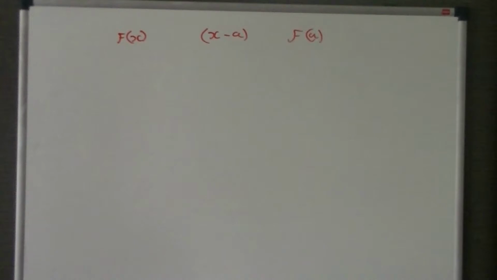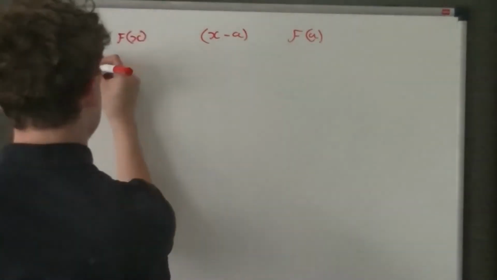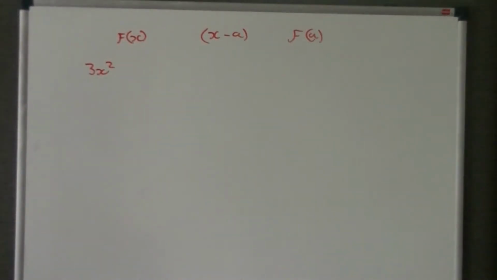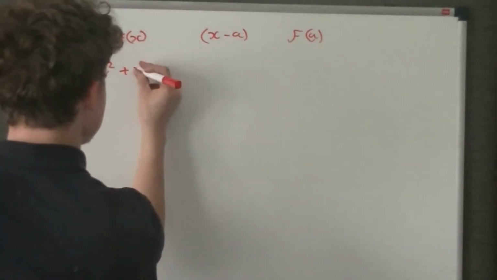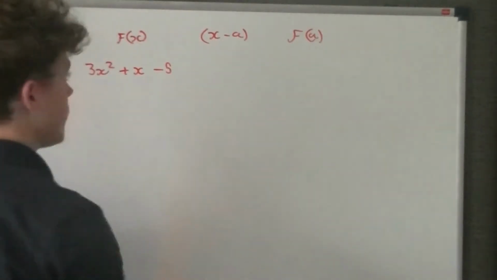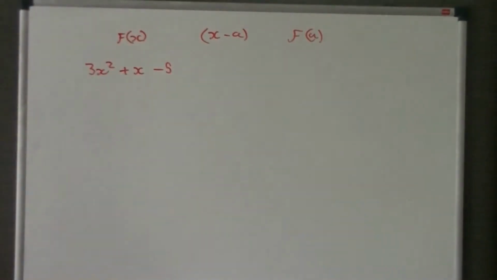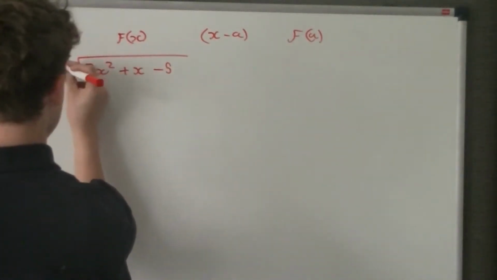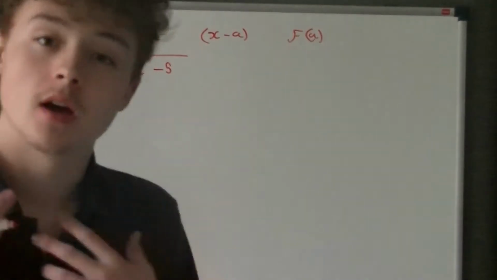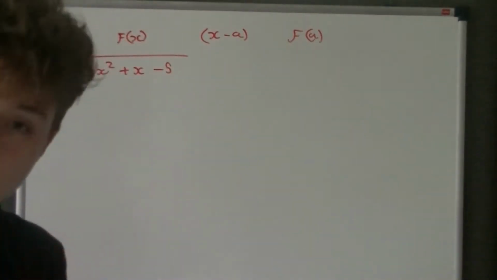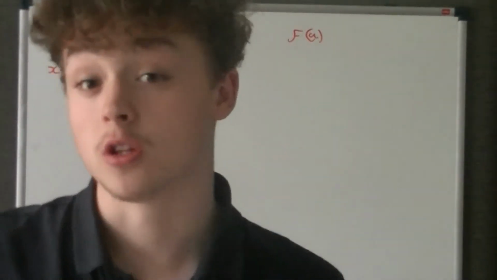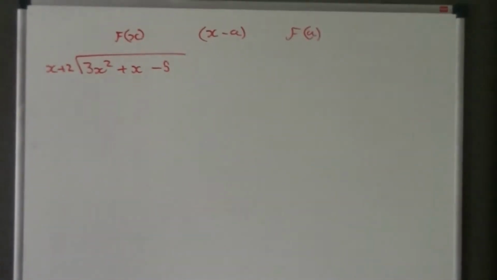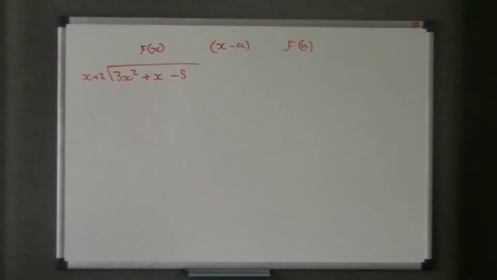Actually, I'll use one from here. So 3x squared plus x take 5, and if we divide that by x plus 2, we could do it the long way of dividing it and doing the long division. Sorry, I don't know if that's too zoomed in actually. Yeah, it probably is, never mind.